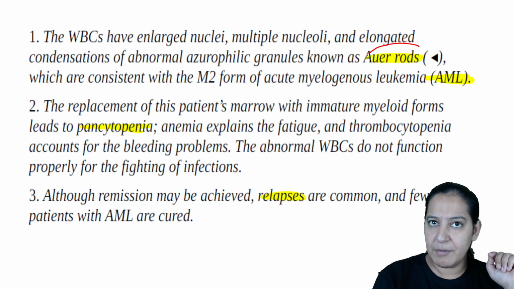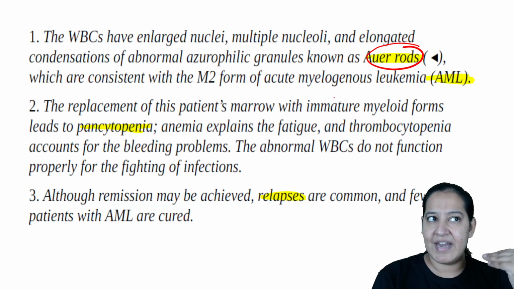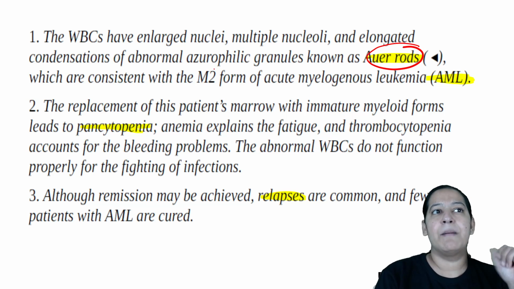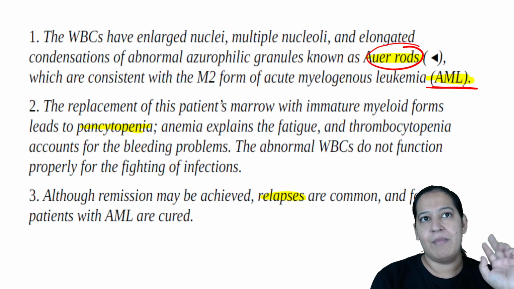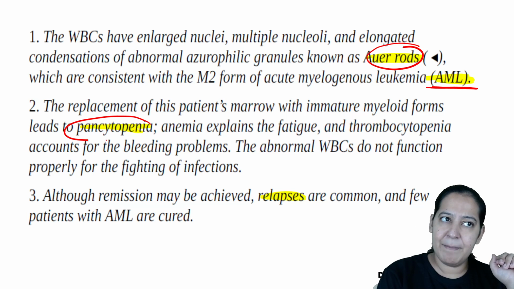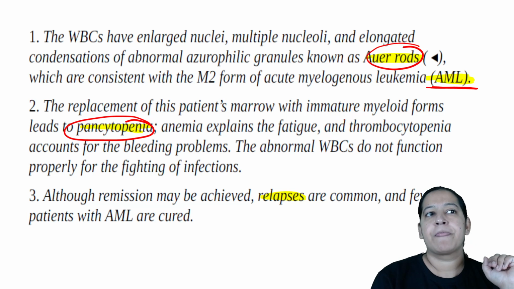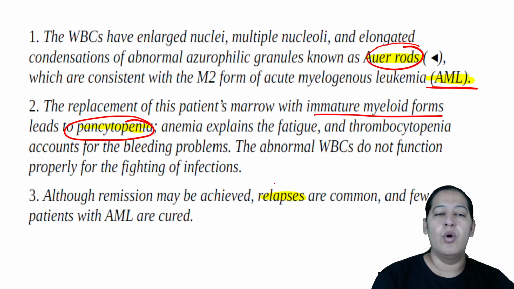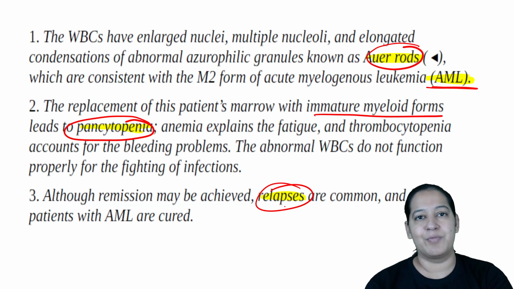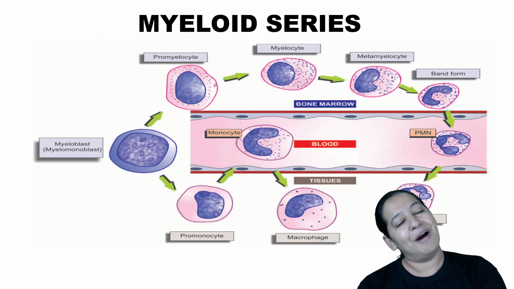Because of the presence of Auer rods, we have identified that it is a myeloblast, and it is AML. Because of myeloblast, it is AML. The patient is having pancytopenia because immature myeloid forms, that is myeloblasts, are replacing the complete marrow, and relapse is common, so prognosis is poor. So 3 questions, 3 answers. Coming to the next question.